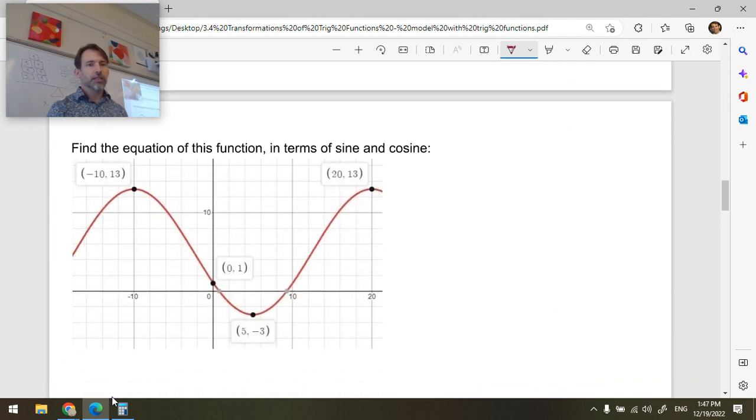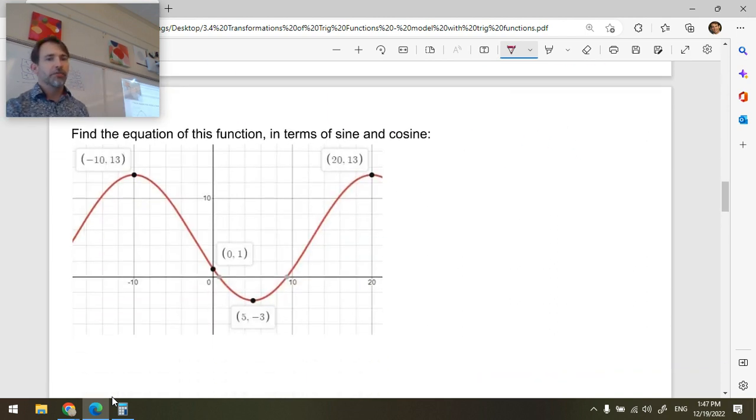So let's take a look at this example. Let's find the equation of the function in terms of sine and cosine. I will take you through some problems for finding this one and what we can do algebraically. I need to show you the algebraic method and how the algebraic method can go wrong so that you can get it to go right.